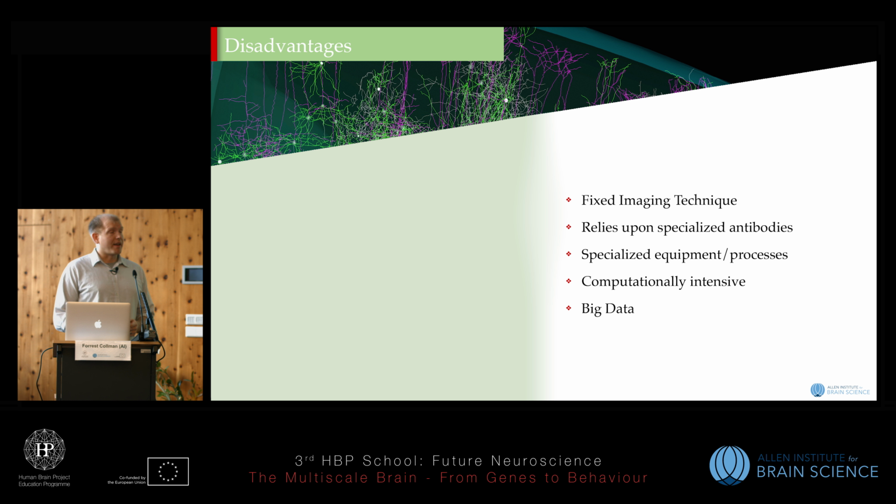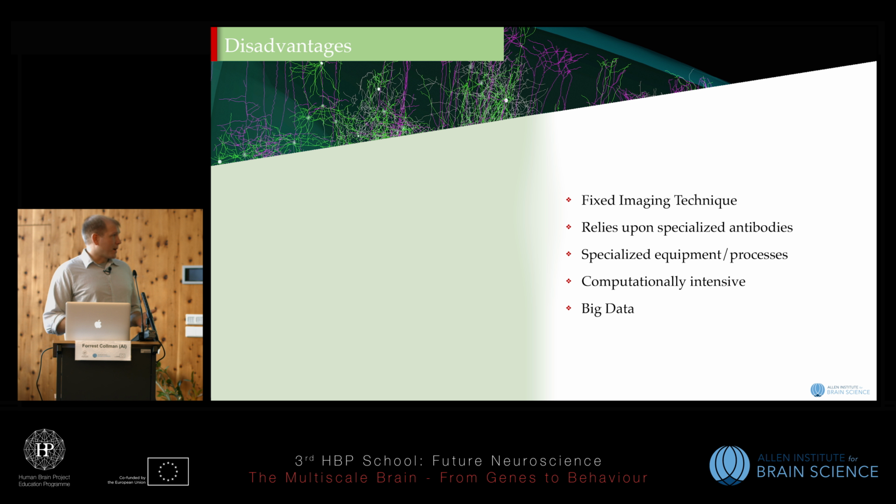Of course, it has its disadvantages. First and foremost, it's a fixed imaging technique. It's not something that lets you look at the dynamics of the brain. Importantly, it relies upon using specialized antibodies. When you take your tissue and you embed it in these hard plastic resins, it goes through a series of tissue processing steps which can change the conformation of proteins. When you're using antibodies, antibodies recognize specific antigens on those proteins, and if those proteins are changed in some way, it can make the antibodies ineffective at recognizing those sites. And so we've had to do a lot of work to find antibody-protein combinations that work in this specific context.